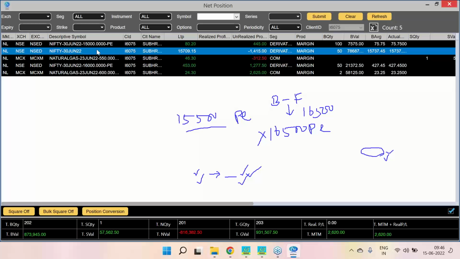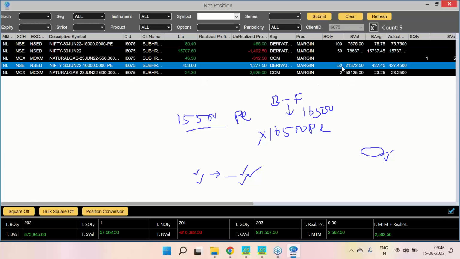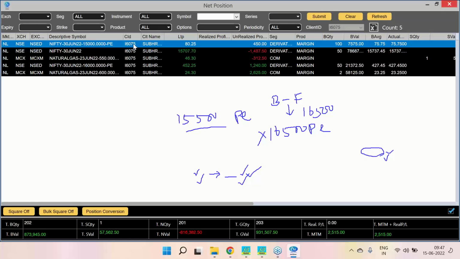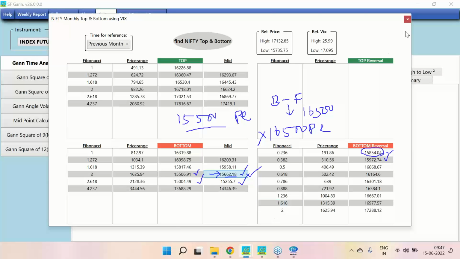You are seeing a buying of Nifty future here, and I have taken a 15,000 put, and I have a 16,000 put also. One quantity is here; it was earlier two quantities, and I have reduced it by one quantity. Here I have added two quantities. All these things used to happen only for that adjustment purpose. To do that adjustment, we need to look into the highs and lows, the monthly top and bottom.